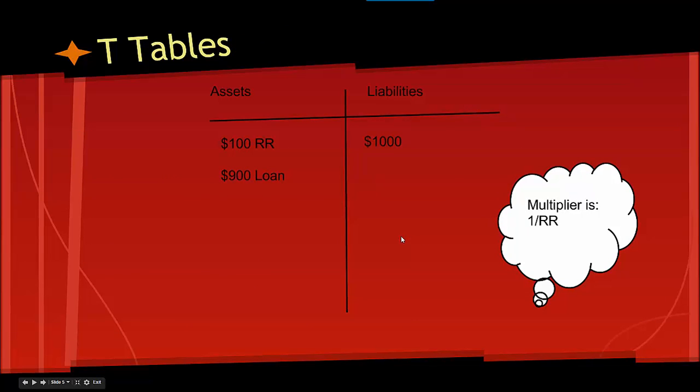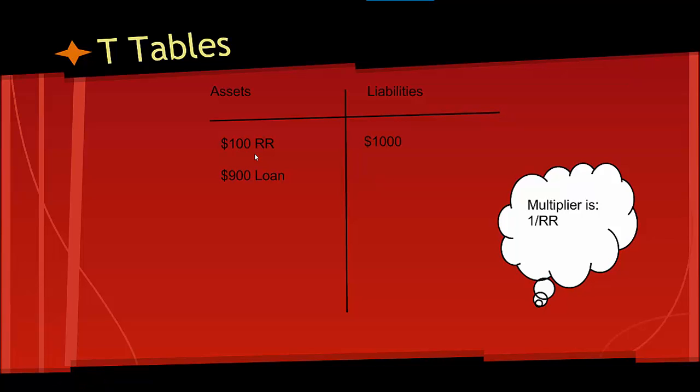Now this is a T chart, T table, however you want to call it, and it's broken up into liabilities and assets. Now these can get a lot more confusing, but for our purposes here, we're just going to be doing a little basic rundown. So you deposit $1,000 into the bank. Let's say that $100 of that goes towards the reserve ratio, and then the excess amount after the reserve ratio is $900.